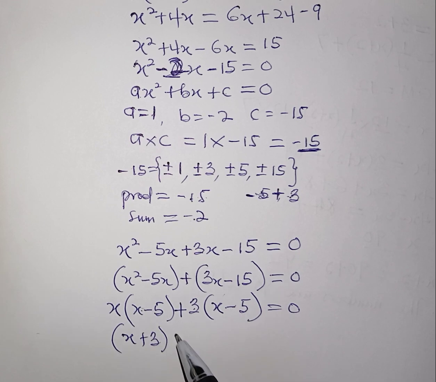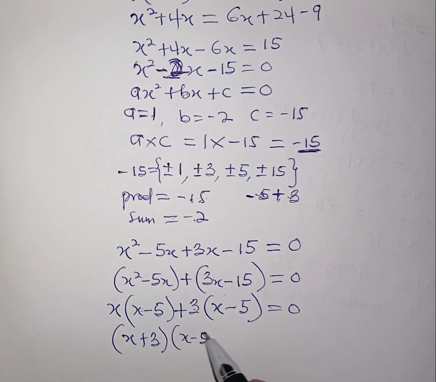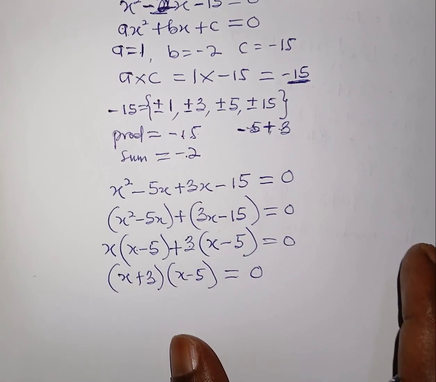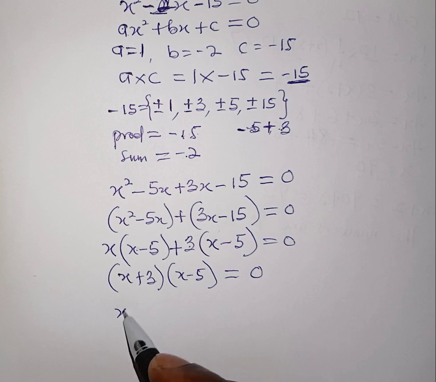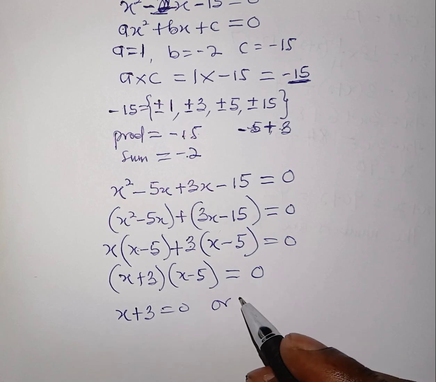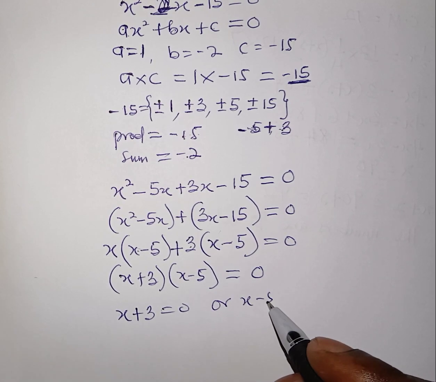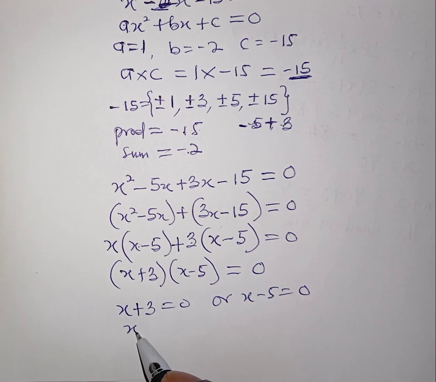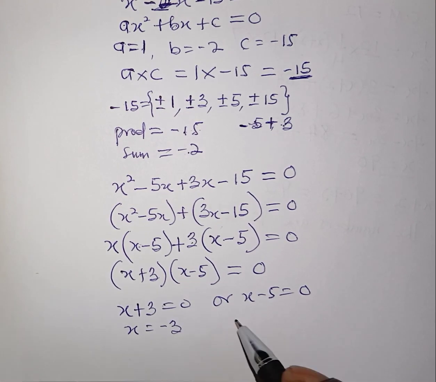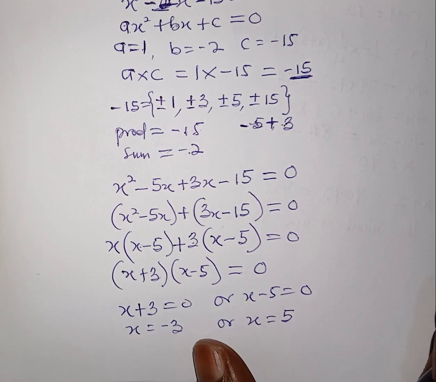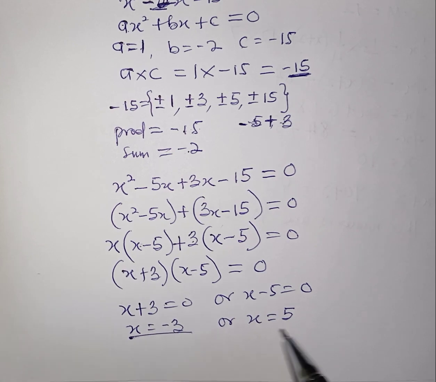Then since this and that are the same, you pick one of them and equate to 0. Okay, then from here you can just solve them. So x, you pick this one, equate to 0, or you pick x minus 5 and equate to 0. So this, you are getting what? x is equal to negative 3, or x is equal to positive 5. Good. So we have gotten x values.